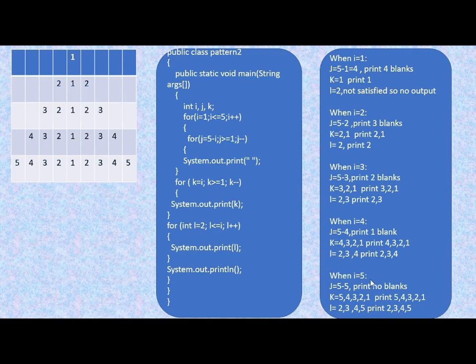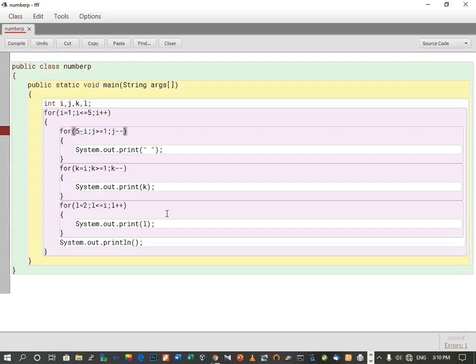Now we will go back to the program and we will compile the code. So this is our code. Here we have missed J. So J should be equal to, we are starting with J equals 5 minus I and J greater than or equal to 1, J minus minus. So our code is complete now. Now we will compile the code.